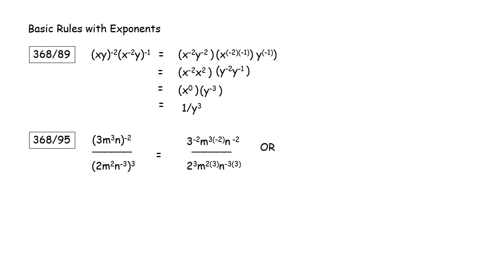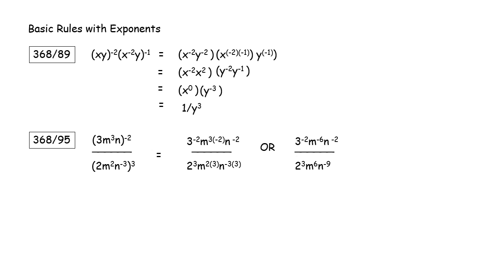Or cleaning up a little bit, combining our m's and n's, we'll have 3 to the negative 2, m to the minus 6, because 3 times negative 2 is negative 6, and so on for the numerator. And then for the denominator, we'll continue to keep our 2 cubed, m. Again, 2 times 3 is m to the 6, and negative 3 times 3 is negative 9, so n will be to the negative 9.